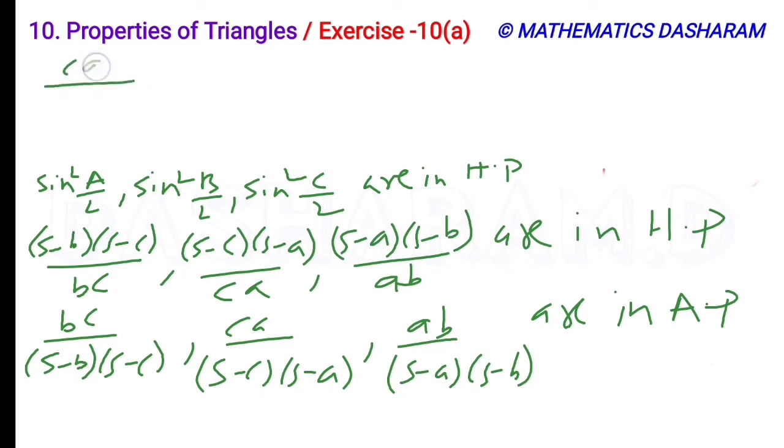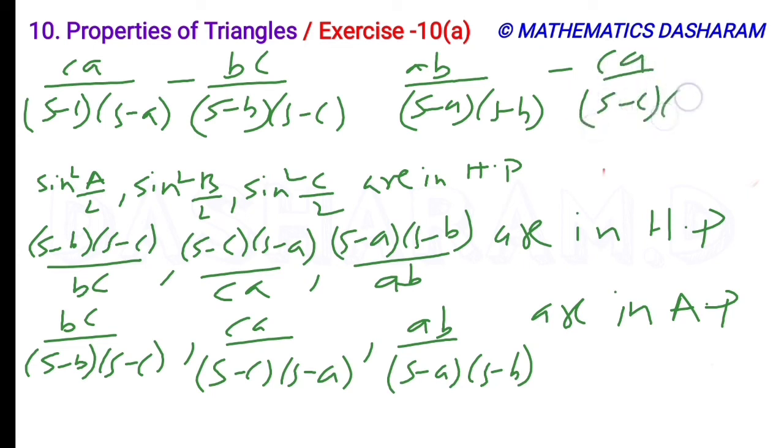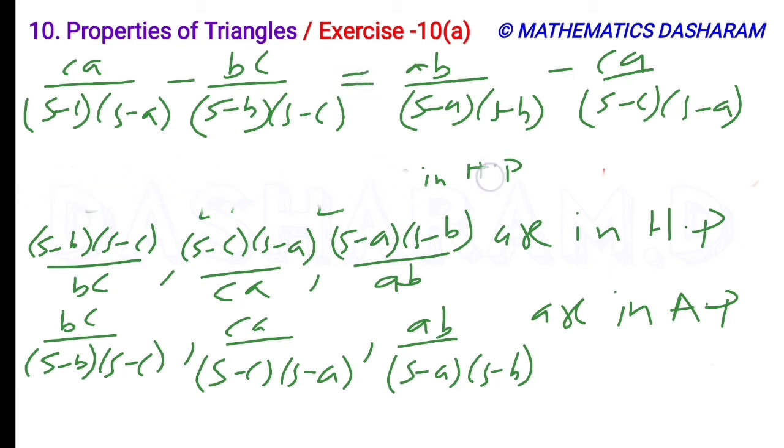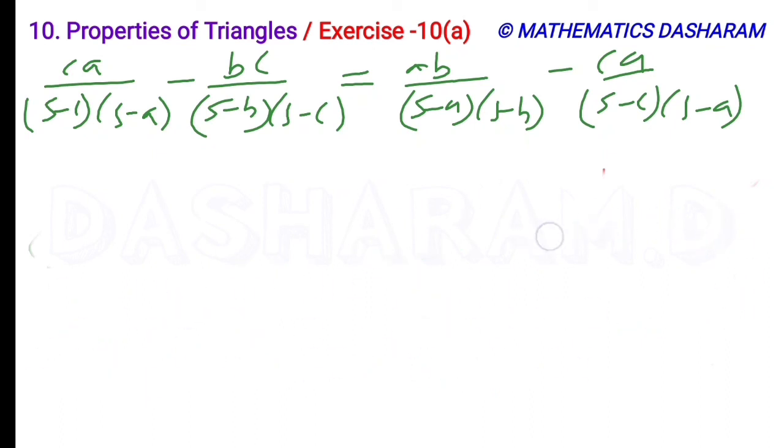First difference is ca divided by s minus c into s minus a, minus bc divided by s minus b into s minus c. Next, second difference is ab divided by s minus a into s minus b, minus ca divided by s minus c into s minus a. So common difference means both are equal. So let's take the LCM of left side and right side. So the LCM is s minus a into s minus b into s minus c.